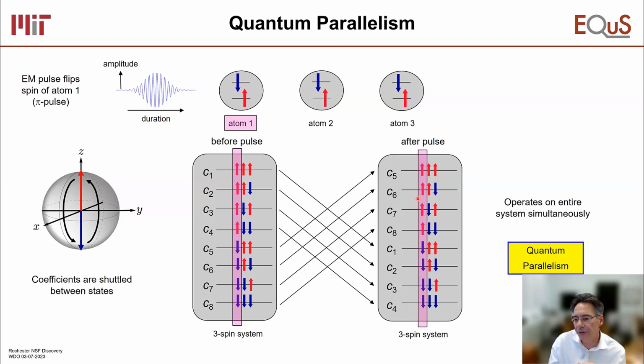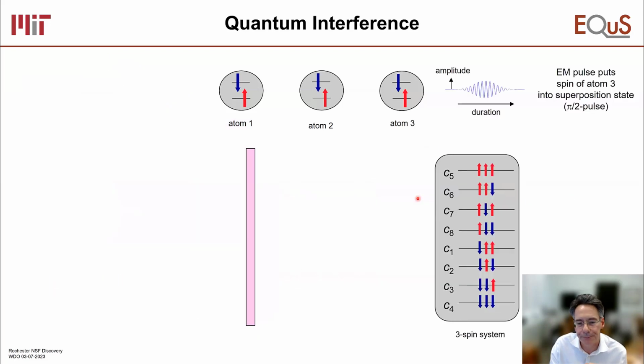So what we see is that we've applied one pulse to one atom, one qubit, one spin, but we've basically operated on and shuttled 2 to the n coefficients simultaneously, right? So one pulse, one atom, but we've changed 2 to the n coefficients, in this case, 8 coefficients. So we've operated on the entire system simultaneously. This is quantum parallelism. Okay.